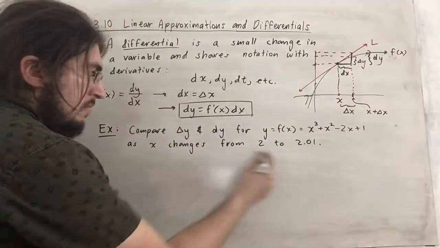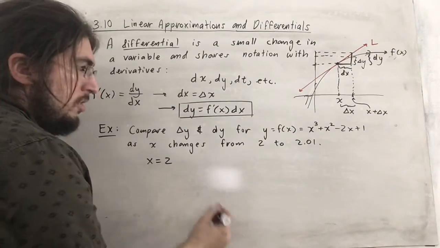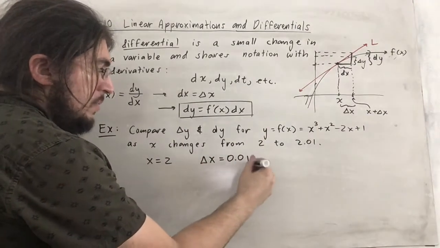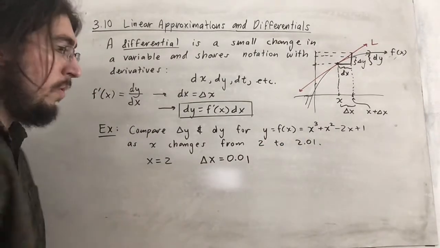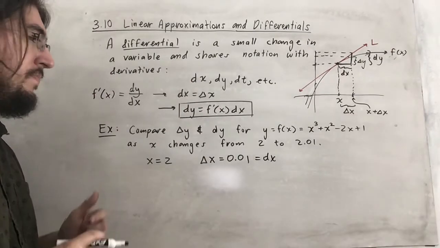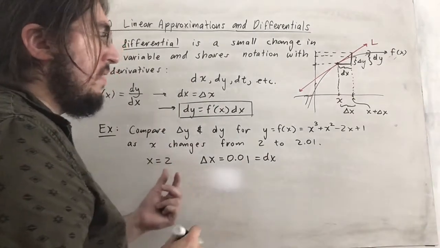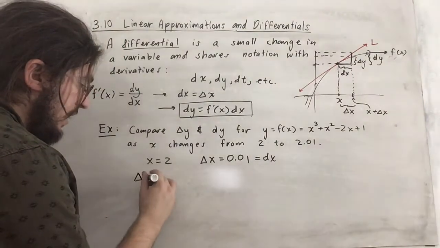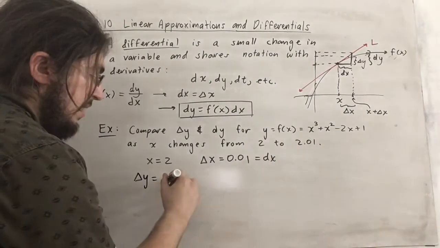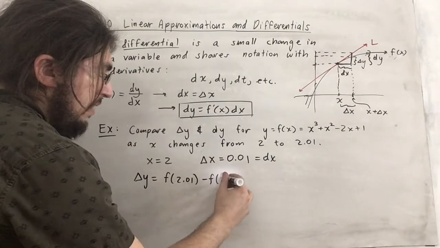What we're going to do is say that x in our case is going to be equal to 2, and delta x is the change in x values, which is the difference between these two values, which is 0.01. And we know that's the same as dx from our previous discussion. Now delta y is literally the change in y values, the difference between plugging these values into f. So this is f of 2.01 minus f of 2.